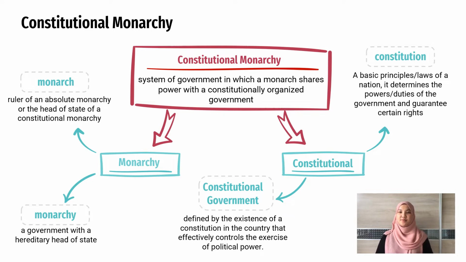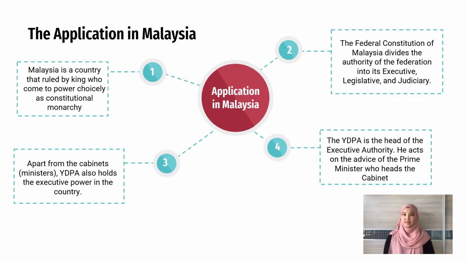Constitution is the basic principles and laws of a nation, state or social group that determine the powers and the duties of the government and guarantee certain rights to the people in it. Meanwhile, constitutional in government is defined by the existence of a constitution, which may be a legal instrument or merely a set of fixed norms or principles generally accepted as the fundamental law of the polity that effectively controls the exercise of political power. How about the application in Malaysia?